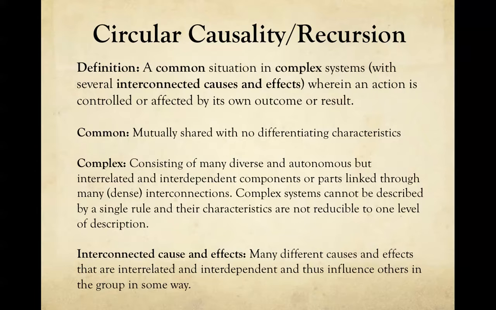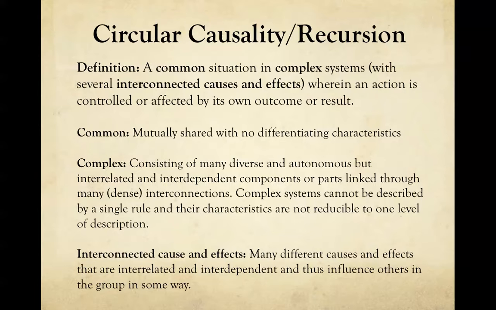Now, when I talk about complex systems in this definition, I'm talking about systems that have several interconnected causes and effects. When I talk about common, I'm talking about mutually shared with no differentiating characteristics. The systems that we're referring to consist of many diverse and autonomous but interrelated and interdependent components or parts that are linked through many dense interconnections. Complex systems cannot be described by a single rule, and their characteristics are not reducible to one level of description.